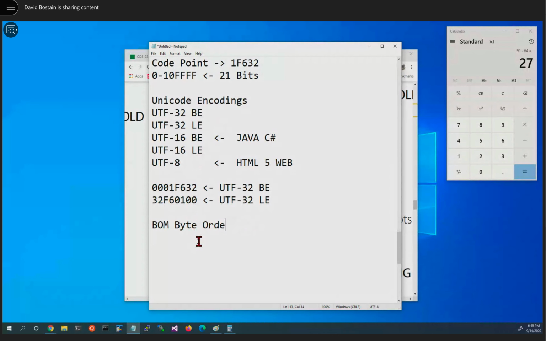We won't worry about that right now. We'll also see places where it's not used correctly out in the real world as we go through the semester. Next one to encode is UTF-16, both of its flavors.